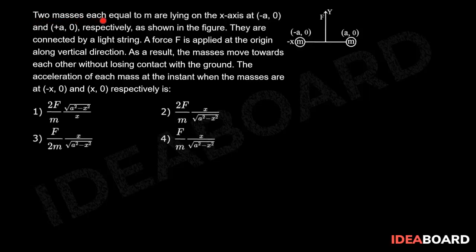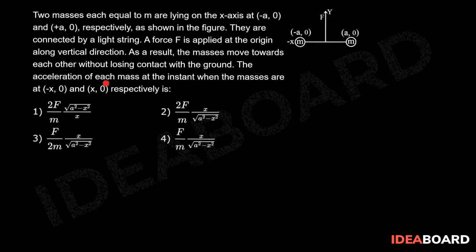Two masses each equal to small m are lying on the x-axis at minus a comma 0 and plus a comma 0 respectively, as shown in the figure. They are connected by a light string. A force capital F is applied at the origin along the vertical direction. As a result, the masses move towards each other without losing contact with the ground.